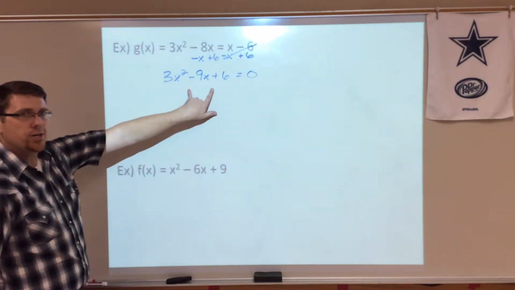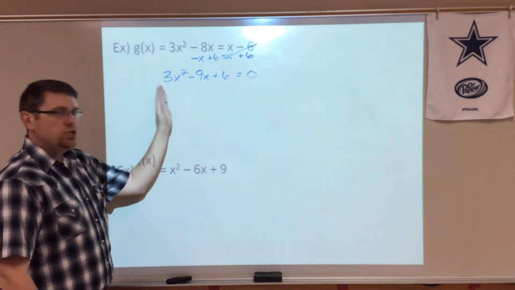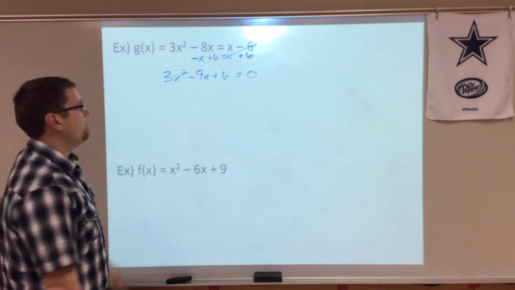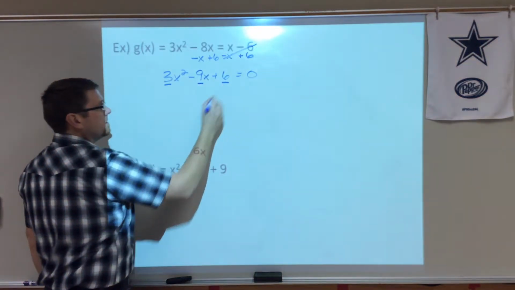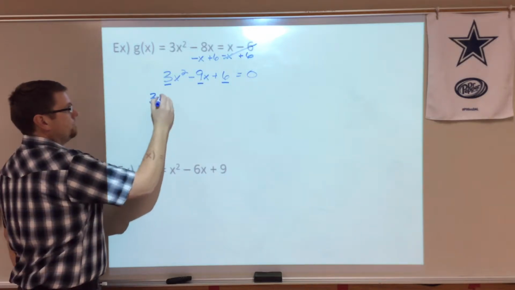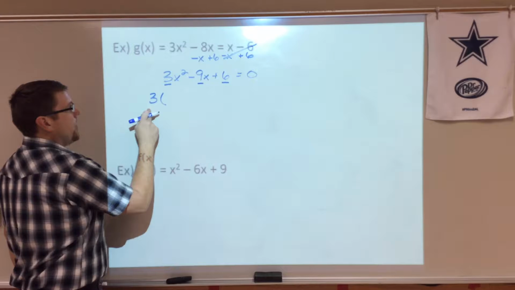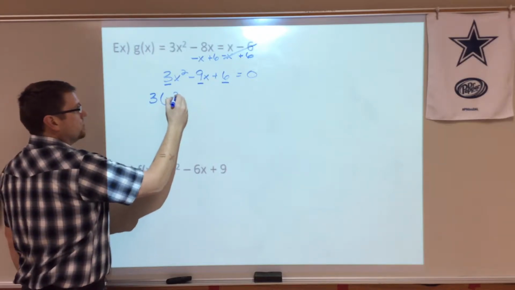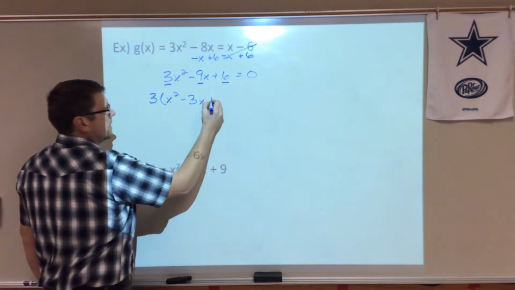Now I can factor this. But the first question I always ask myself is, do I have a greatest common factor? And 3, 9, and 6 can all divide by 3. Now, if I factor out a 3, I'm left with x squared minus 3x plus 2.